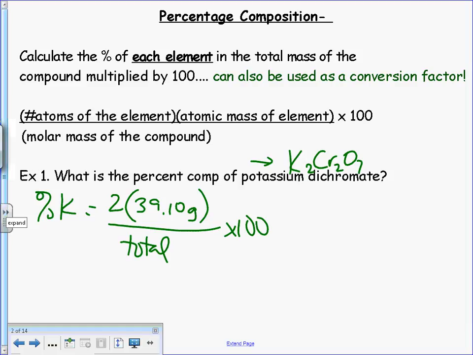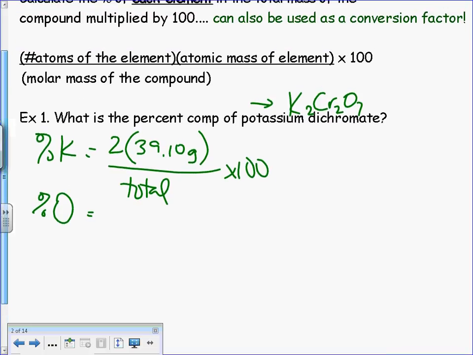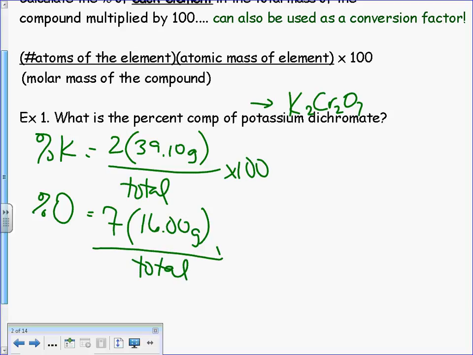So you take your subscript times its mass over the total molar mass of that substance. So for oxygen, what would you be doing? What would the math setup be? Oxygen: 7 times 16.00, right? Over total times 100. And if you wanted to get the last one without setting up the math, what would you do? Yeah, add these 2 and subtract from 100 because 100% is our total. So whatever these 2 percentages are, make up most of it, and the chromium will make up the rest.